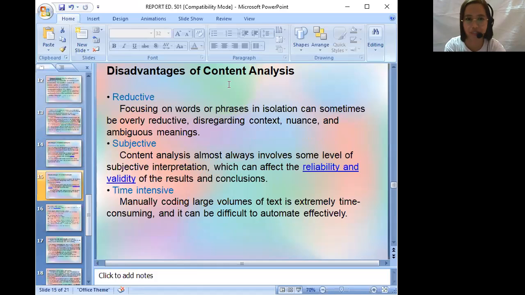So first disadvantage, reductive. Focusing on words or phrases in isolation can sometimes be overly reductive, disregarding context, nuance, and ambiguous meanings. Subjective. Content analysis almost always involves some level of subjective interpretation, which can affect the reliability and validity of the results and conclusions. Time intensive. Manually coding large volumes of text is extremely time consuming and it can be difficult to automate effectively.